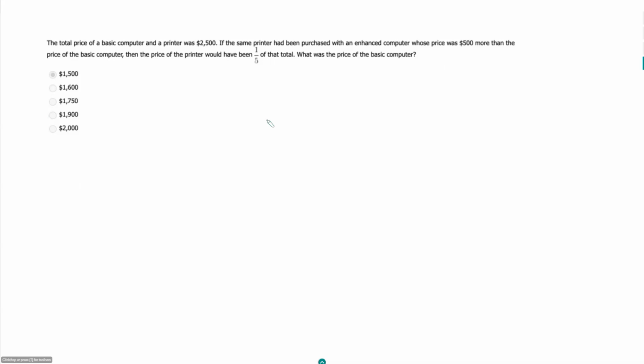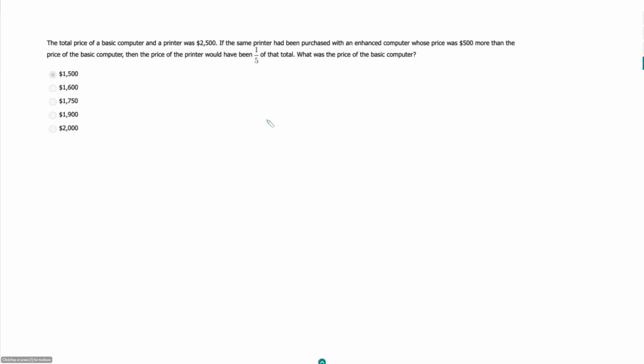The total price of a basic computer and a printer was $2,500. If the same printer had been purchased with an enhanced computer, whose price was $500 more than the price of the basic computer, then the price of the printer would have been 1/5 of that total. What was the price of the basic computer?